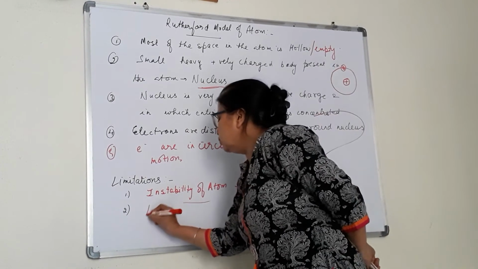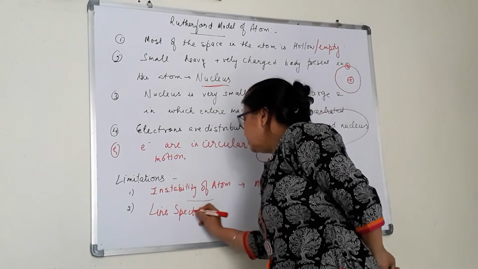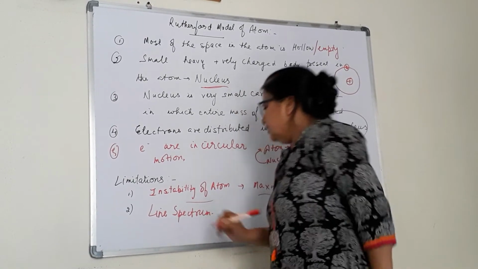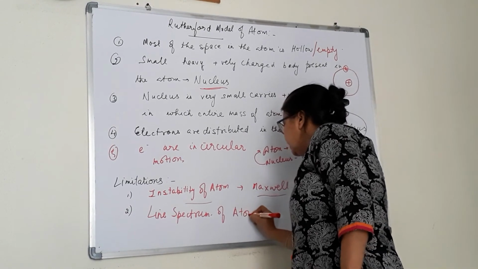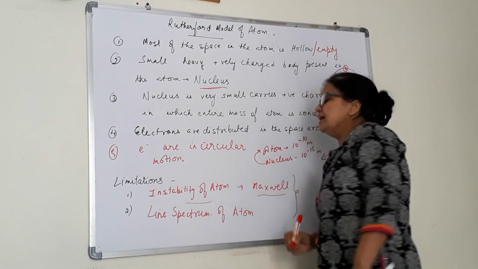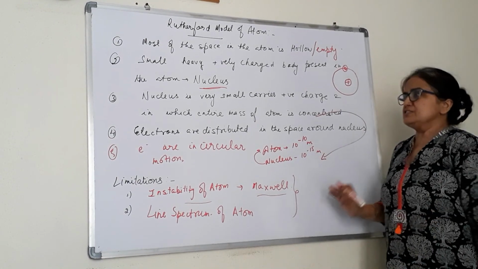Another one, it could not explain the line spectrum. This, children, we will be discussing later. The line spectrum of the atom it could not explain. As of now, you can just mention these two as the major limitations of Rutherford's model of the atom. Please note this down.